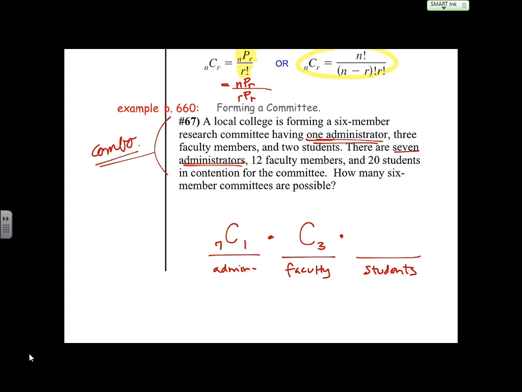Now, for faculty, what are we going to do? We're choosing 3 out of 12, right? So how many different ways can we choose 3 from the 12? We don't care the order that the names are listed. We're just caring about the people that are chosen. Combination, not permutation. And last but not least, because we had 12 faculty members and we were choosing 3, what's the last one? 20 NCR 2. 20 students choosing 2. Does that make sense, kiddos?